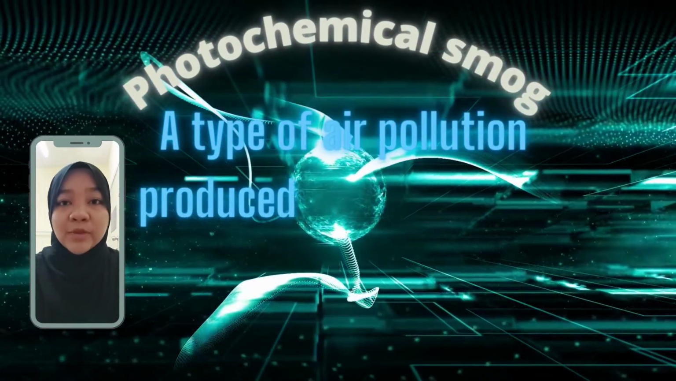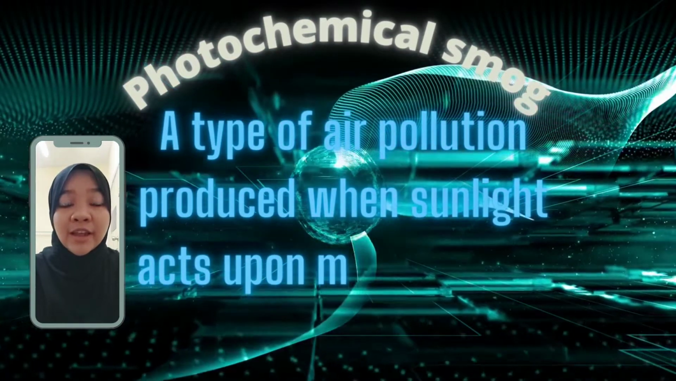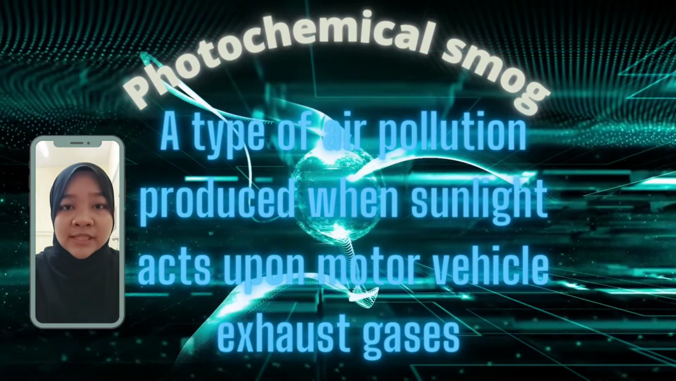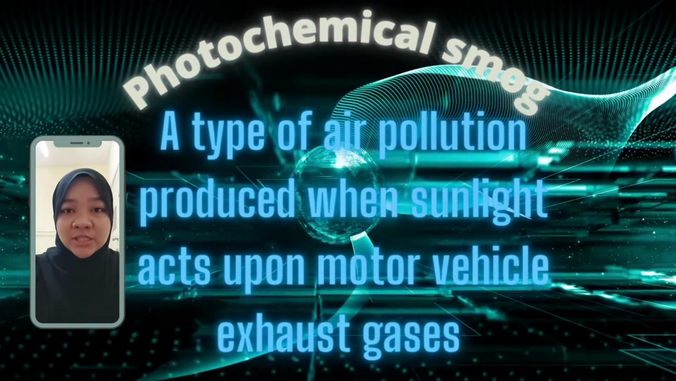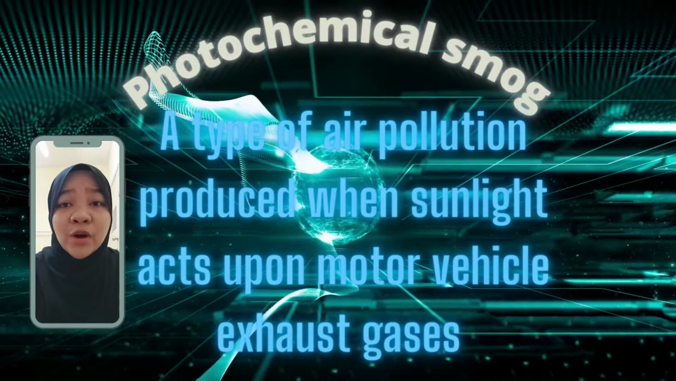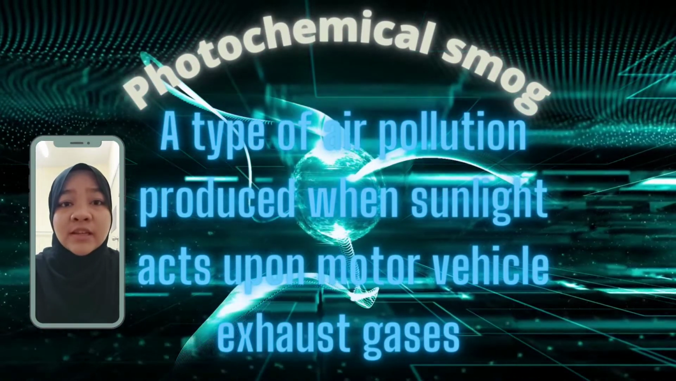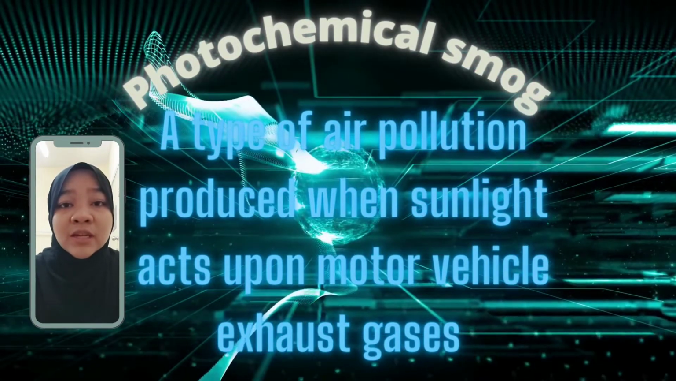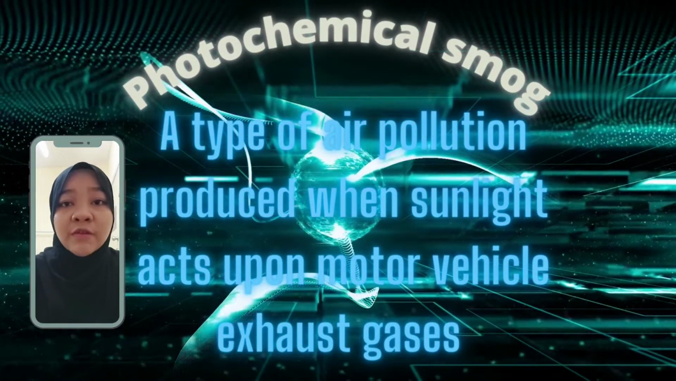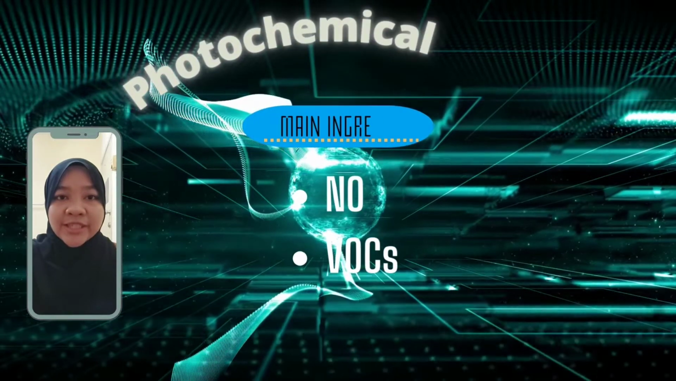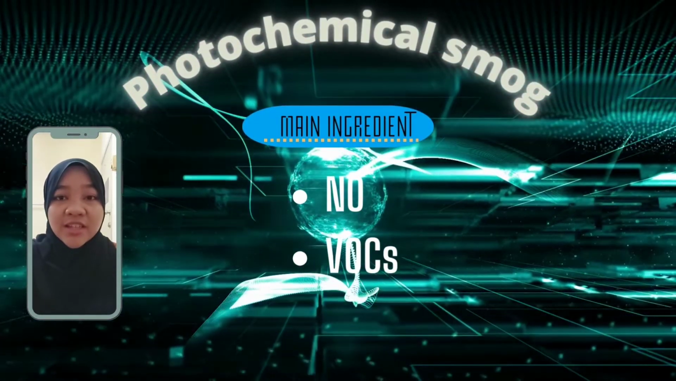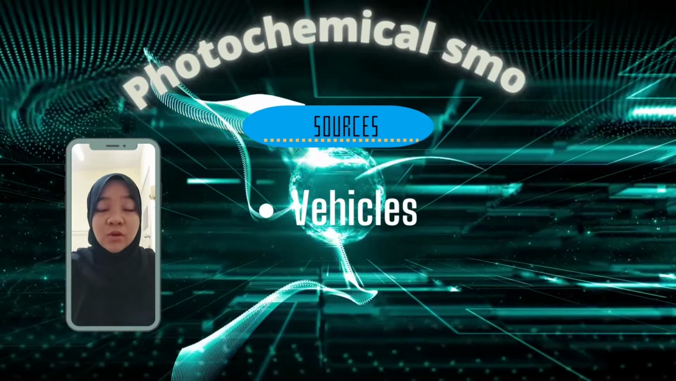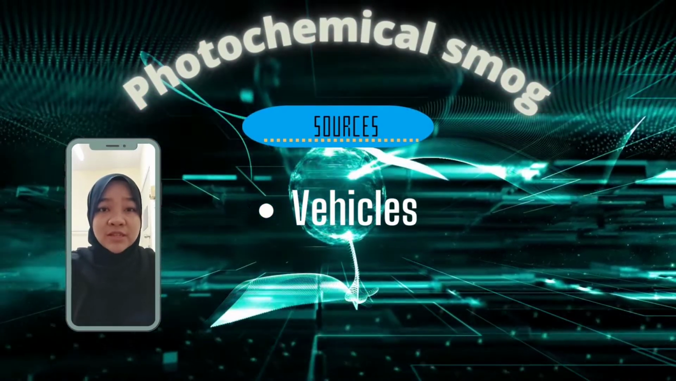Photochemical smog is a type of air pollution produced when sunlight acts upon motor vehicle exhaust gases, creating a brown haze above cities. It requires high temperature. It tends to occur more often in summer because that is when we have the most sunlight, and it will not form at night because at night there is no sunlight. The main ingredients that form photochemical smog are nitrogen oxide and volatile organic compounds. Photochemical smog only has one source, which is vehicles.